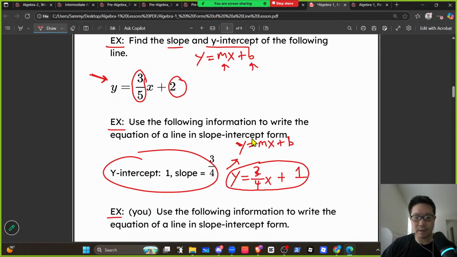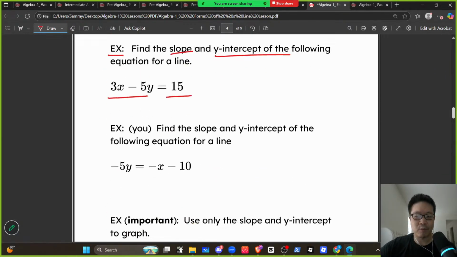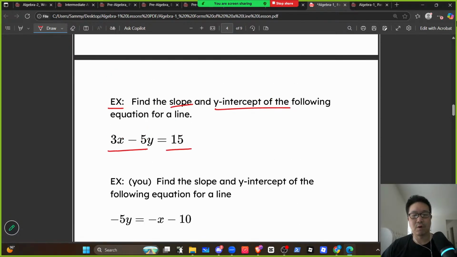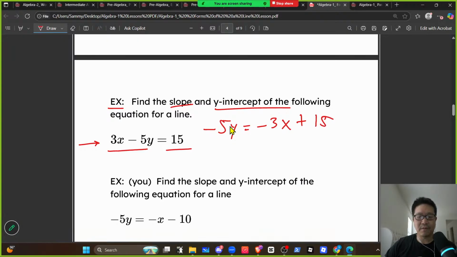So this is our slope-intercept form. It says y equals mx plus b, right? I'm going to ask you one more time. What are we solving for? Y. Yeah, we'd solve for y. So it would be negative 5y equals, I would subtract 3x from both sides to move it to the other side, and I get negative 3x plus 15. And then I would divide each term by the negative 5 to get rid of the negative 5 in front of the y.